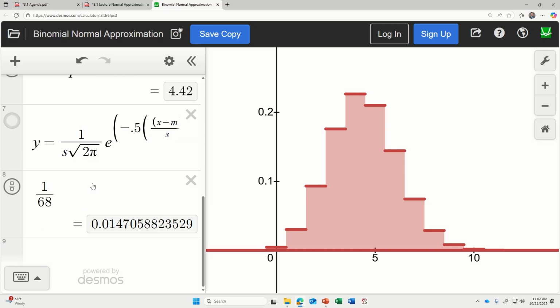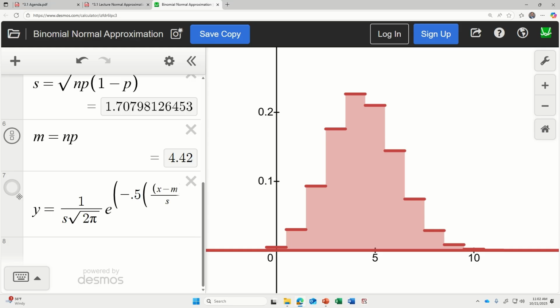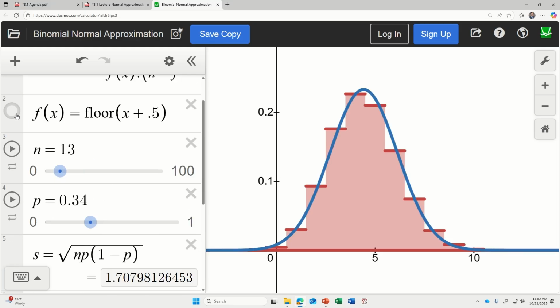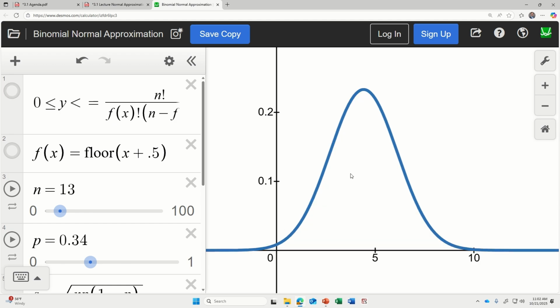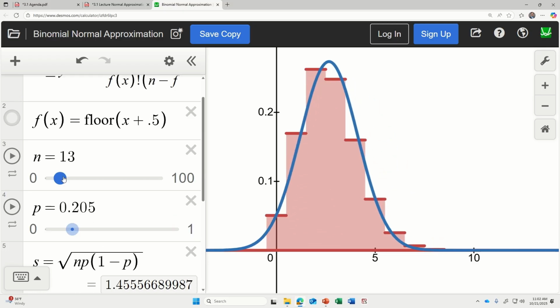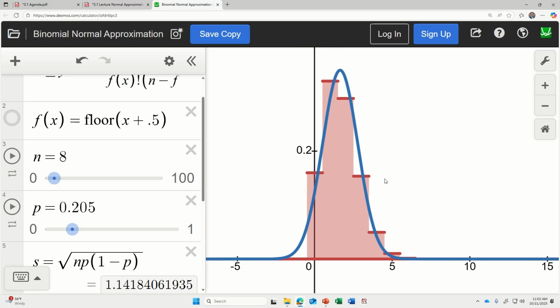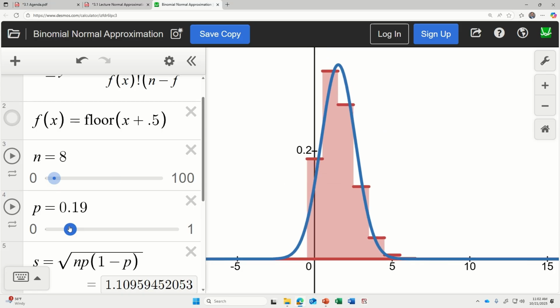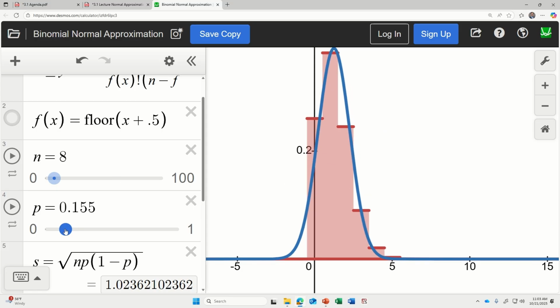If I put this blue curve on here, the blue curve is a normal distribution. It's bell-shaped, it's symmetric, it's a nice normal distribution. Whenever I put these together, you can see that in certain cases, if my sample size is pretty small and my probability is not very close to half, the normal distribution isn't really that close to what the binomial distribution looks like.